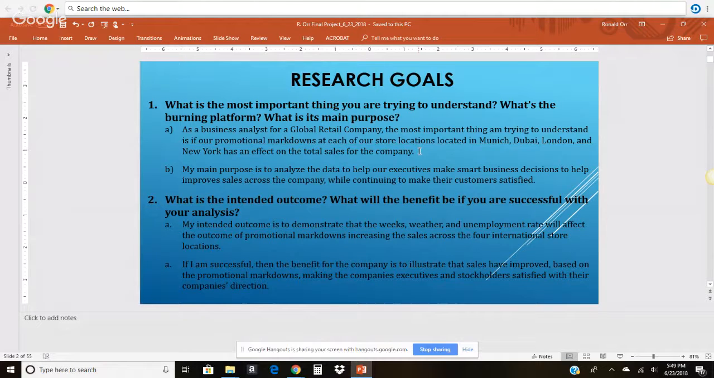Another area is my main purpose is to analyze the data to help our executives make smart business decisions to help improve sales across the company while continuing to make our customers satisfied.